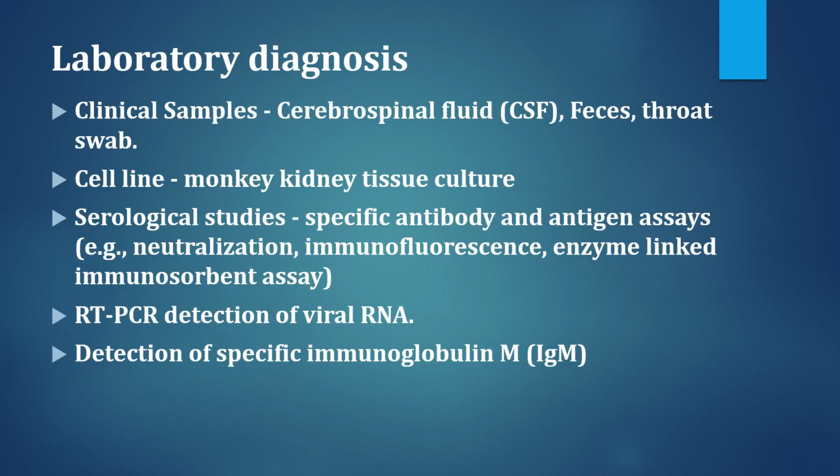Laboratory diagnosis. The clinical samples to be collected are cerebrospinal fluid, feces, and throat swab. The virus grows well in monkey kidney tissue culture. The exact type of enteroviruses can be determined through the use of specific antibody and antigen assays. Examples are the neutralization test, immunofluorescence test, enzyme-linked immunosorbent assay, or reverse transcriptase polymerase chain reaction, which helps in the detection of viral RNA. Detection of specific immunoglobulin M is very important for confirming the diagnosis of polioviruses.